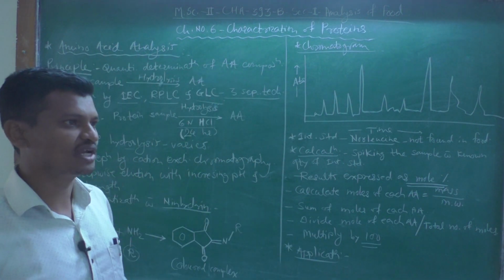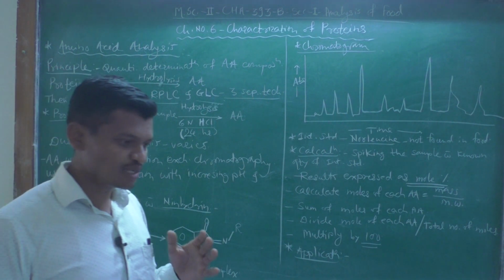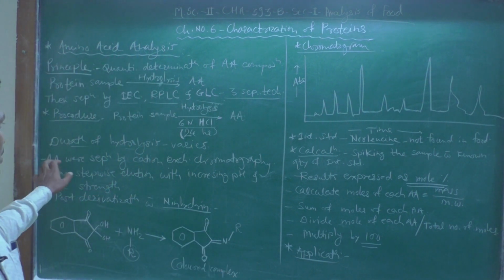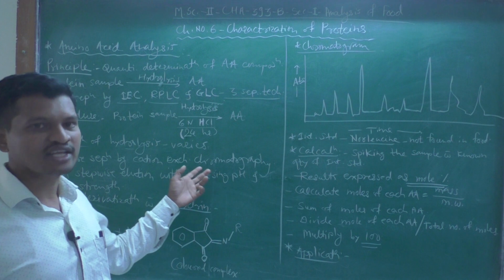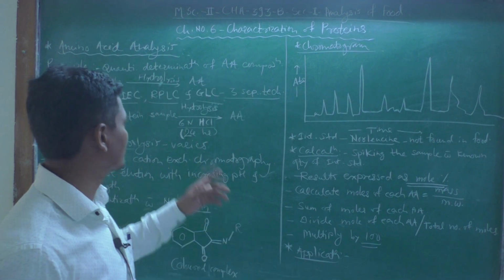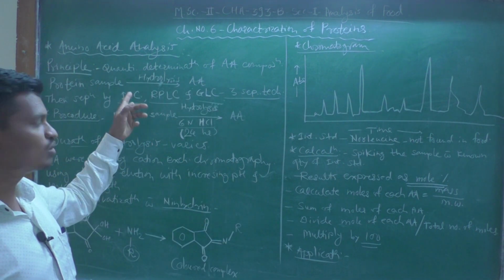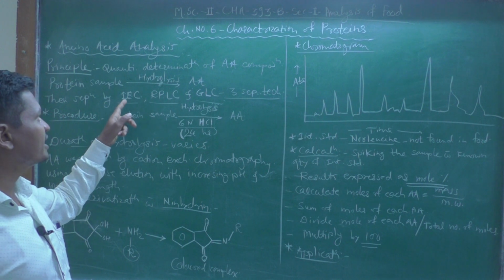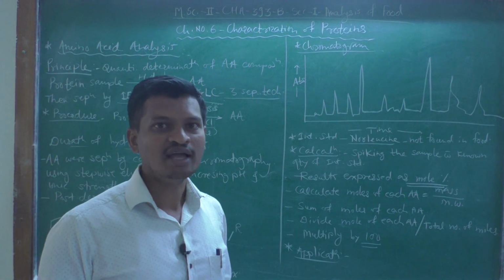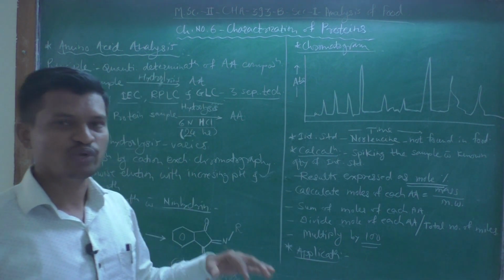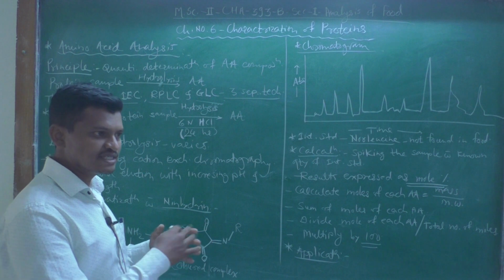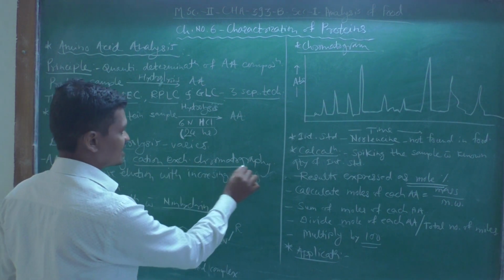Then after hydrolysis is completed, the next step is the separation of amino acids into their components. The amino acids are separated by cation exchange chromatography. In principle, I have already told you that we are going to use ion exchange chromatography, and that is of two types, cation exchange and anion exchange chromatography. So in this case we are going to use cation exchange chromatography.